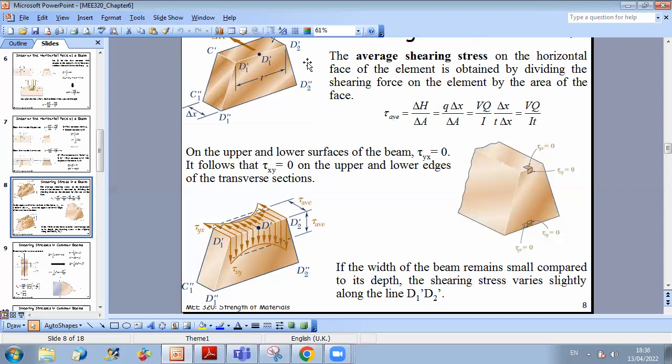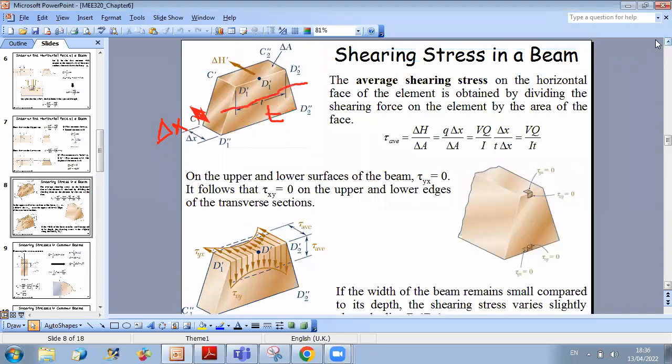cross section considered. So as you can see in this figure here, you did a cut in your beam. This cut is characterized by a certain width delta X and by a certain thickness T. So this is T and this is delta X. So you can say that the force delta H is acting on the following area. So let us see it here.